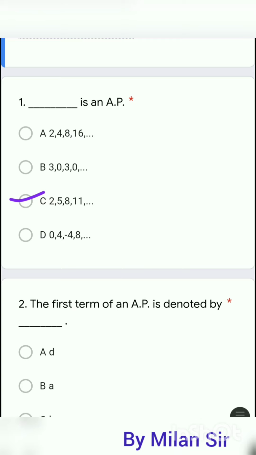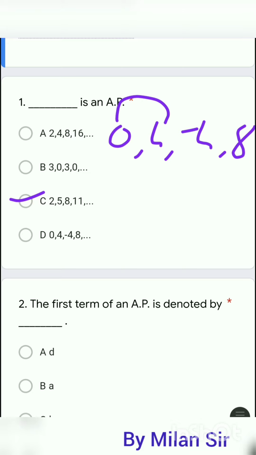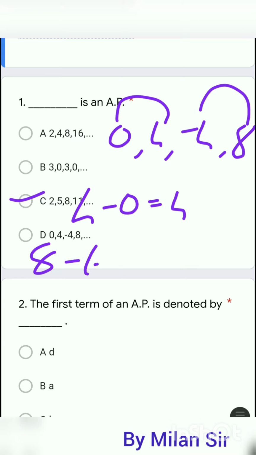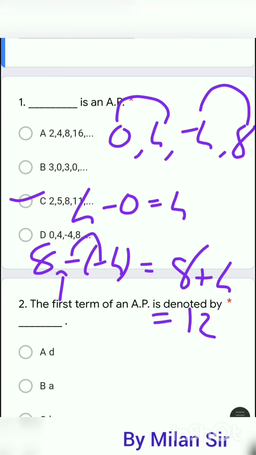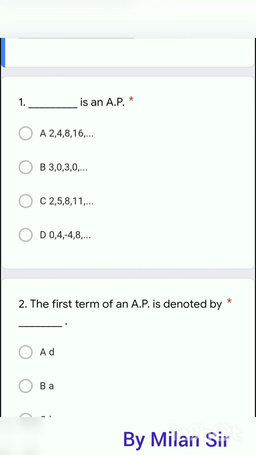Now check option D also: 0, 4, minus 4 and 8. Second term minus first term, 4 minus 0, is 4, then 8 minus minus 4. This minus sign is as per the formula, and the term itself has a negative sign, so we need to write it in brackets. So here 8 minus minus 4 becomes 8 plus 4, 12. Here we have difference 4, here we have 12, these differences are not the same, so this is not the correct option. So our correct answer is option C.